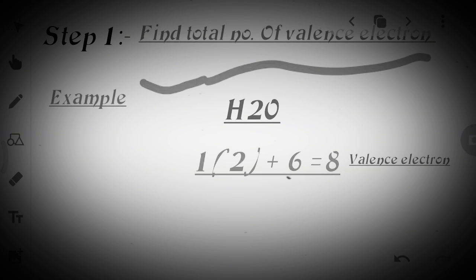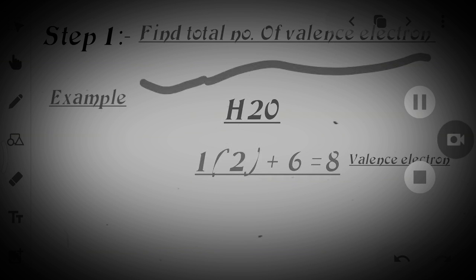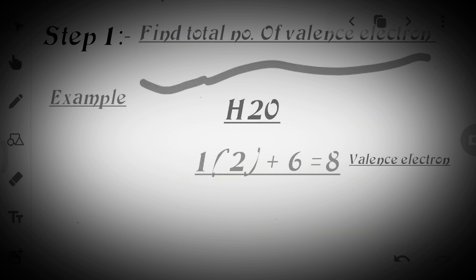Let's try one. We'll use the periodic table to figure out how many valence electrons each element has. Hydrogen is in group 1 on the periodic table, so it has 1 valence electron. But the subscript tells us that we have 2 hydrogens, so we'll need to multiply that by 2. Oxygen is in group 6 or 16. It has 6 valence electrons, and when we add that up, 2 plus 6, we get a total of 8 valence electrons for H2O. Remember, valence electrons are the outer shell electrons.